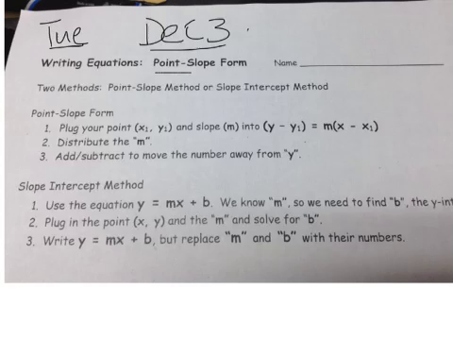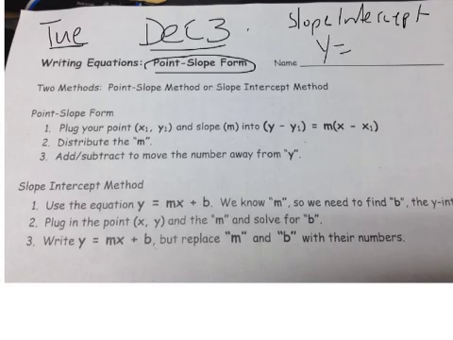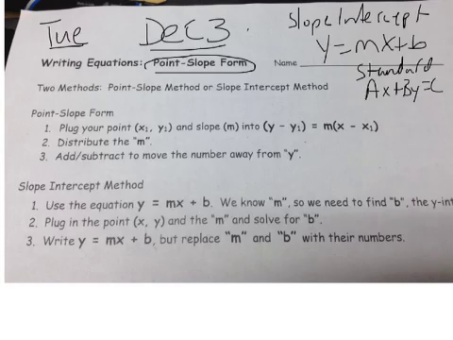We're going to learn about point-slope form, which is a new form. Right now, we know about slope-intercept form, which is y equals mx plus b. And here in a couple of weeks, we're going to learn about standard form, which is ax plus by equals c. But today, we're going to focus on point-slope form.